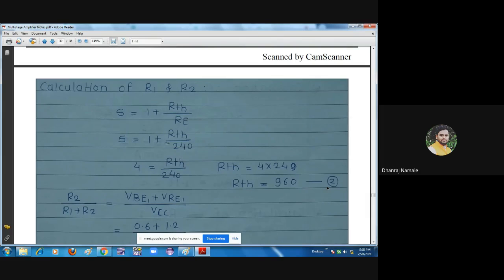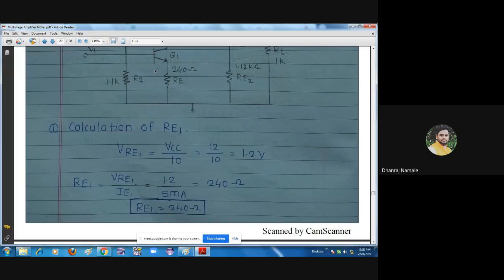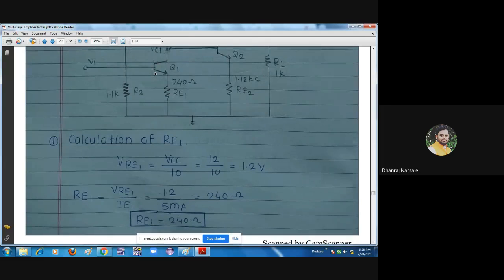समजले? Yes, sir. Okay. After that, we have applied KVL to this base loop. KVL to this base loop केल्यानंतर काय होणार? VR2 is the voltage drop across R2. VR2 is equal to VBE1 plus VRE1.